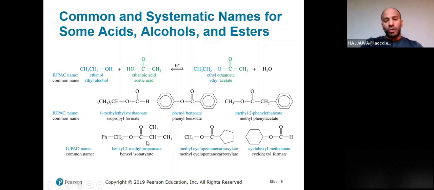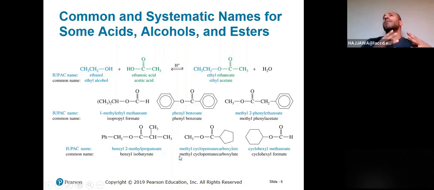Here's some more examples. So I have a benzyl group that's sitting on the oxygen side. So that will be my alkyl. And the alkanoate will be basically propanoate. But this propanoate in carbon number 2 has a methyl. So the name becomes benzyl 2-methyl propanoate.